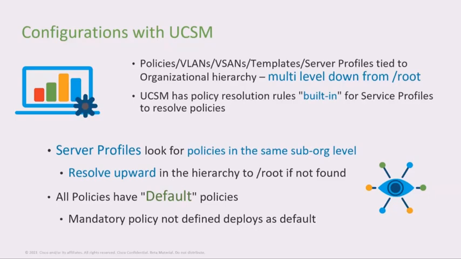So in UCS Manager, we would bring up the Fabric Interconnects. We would create those policies, right? So you might create a port channel policy. We also have to create VLANs in the LAN tab, VSANs in the SAN tab. You have to go to the server tab to create the templates and the server profiles.